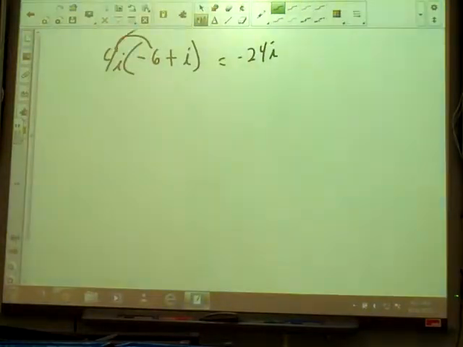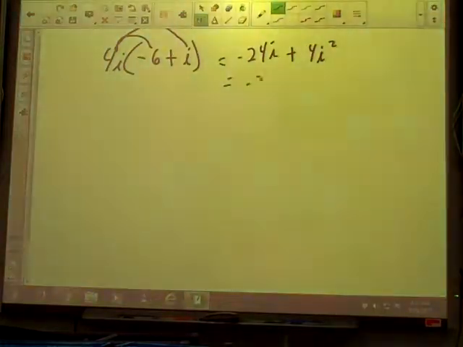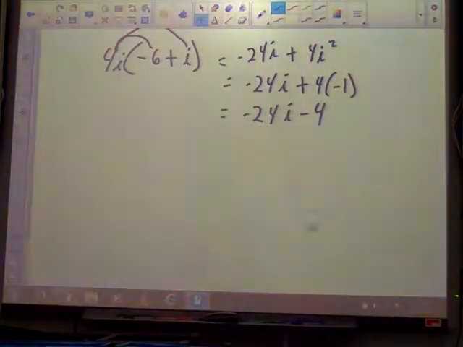Now be careful here, what's 4i times i? 4i squared. i times i is i squared. We made a note on my first page there about what i squared was the same as. Negative 1. Very good. So this is now negative 24i plus 4 times negative 1. Molly skipped a step ahead of me because she knows what 4 times negative 1 is. So that's negative 24i minus 4. I can't simplify anything else, can I?